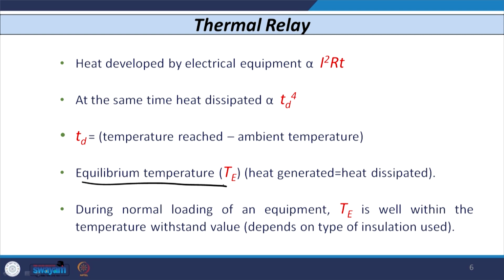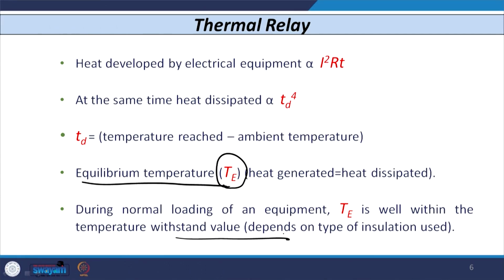At one particular temperature, proportional to one particular magnitude of current, heat generated is equal to heat dissipated. That temperature is known as the equilibrium temperature, denoted by TE. So, at this temperature, at a particular magnitude of current, heat generated is equal to heat dissipated. During normal operation, when the equipment takes full load current, the rated current, this equilibrium temperature is well within the withstand limit of the equipment.